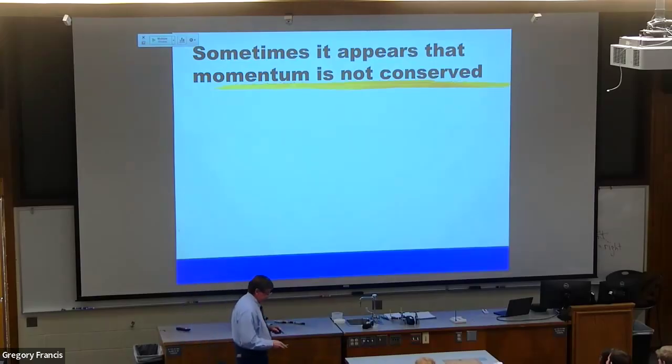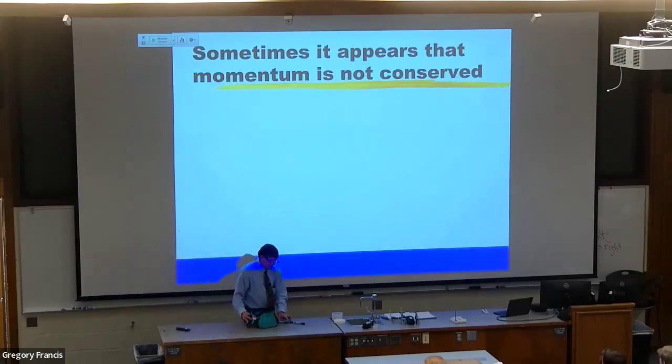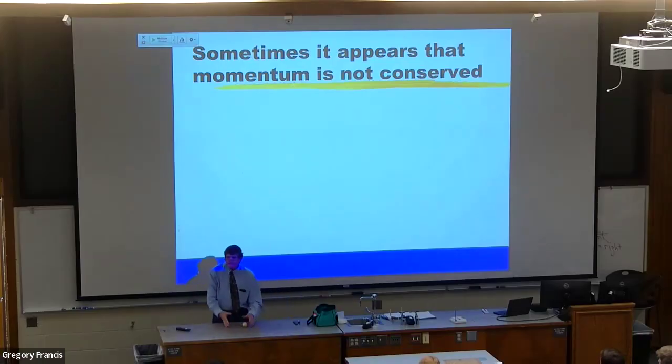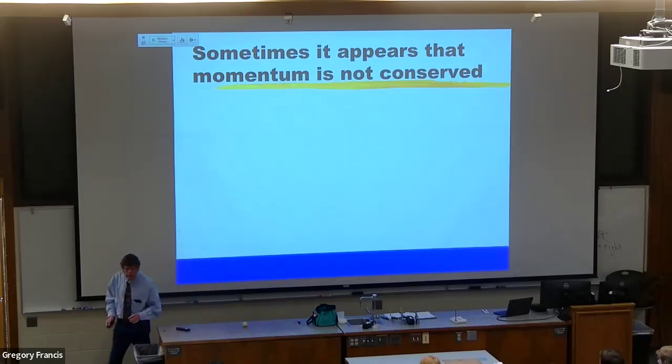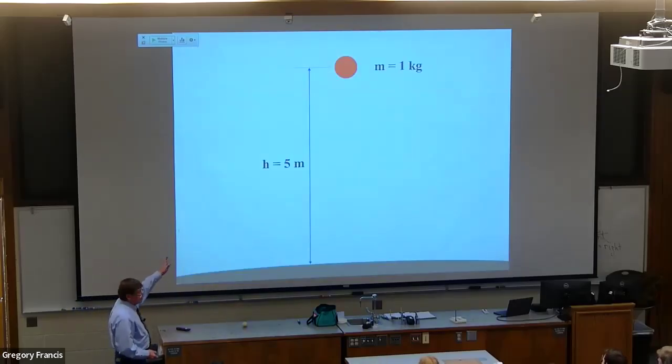it appears sometimes that what I just told you is not true. Okay? There are going to be times in your life when you're going to see things that suggest that Greg lied to me. For example, this piece of clay, if I throw it straight down, it stops. Well, that doesn't seem to conserve momentum, but it was a collision. Well, let's suppose that I drop that piece of clay from 5 meters. Okay, let's take that example.